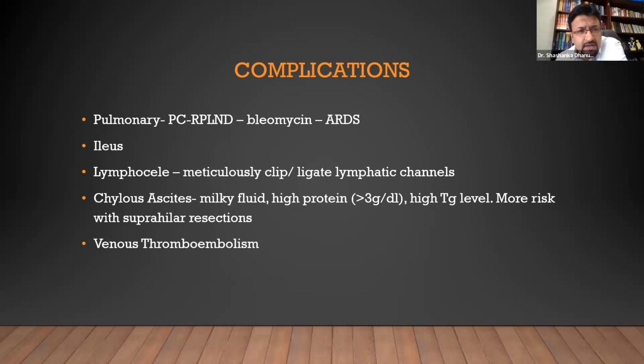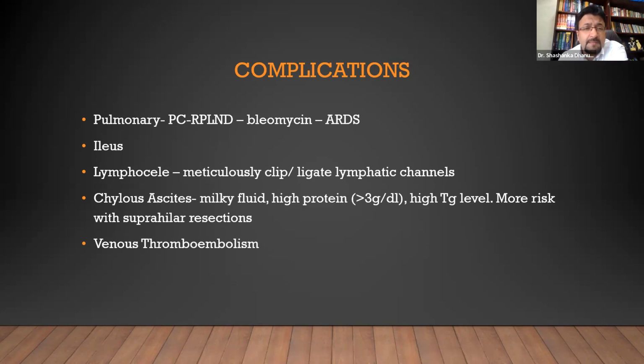A lymphocele, as we talked about, a lot of lymphatic dissection being done. So that can be prevented by meticulously applying clips or ligating channels. Chylous ascites is a complication. This can be usually avoided by not going suprahilar. So the level of resection is kept below the level of the renal vein. And the cisterna chyli is located a little bit above, just behind and above that level. So it may not be well defined in a lot of people.